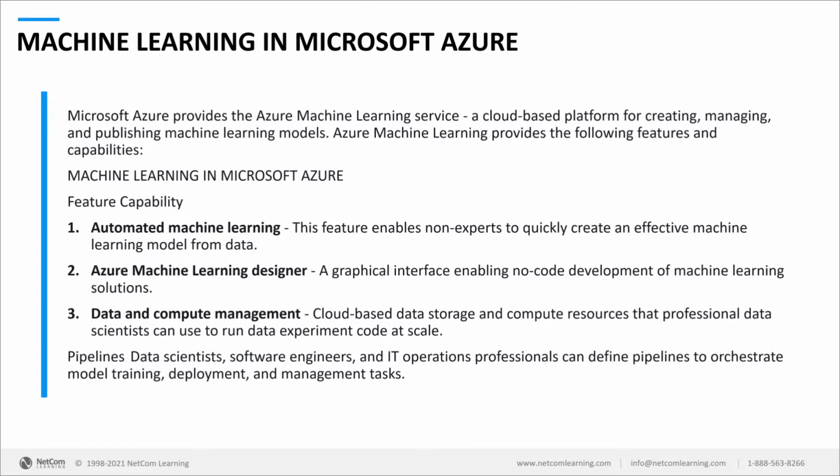There are three different ways that machine learning exists in the Microsoft Azure platform. First of all, automated machine learning. To be able to get the data into the system, we need to make sure that there is data available so that people who are not data scientists can quickly and effectively create machine learning models from different types of data that they have, right?